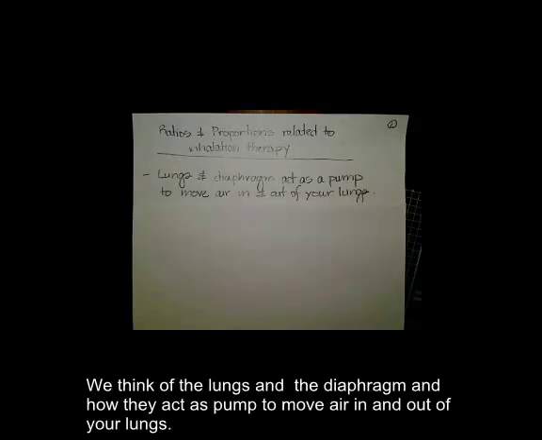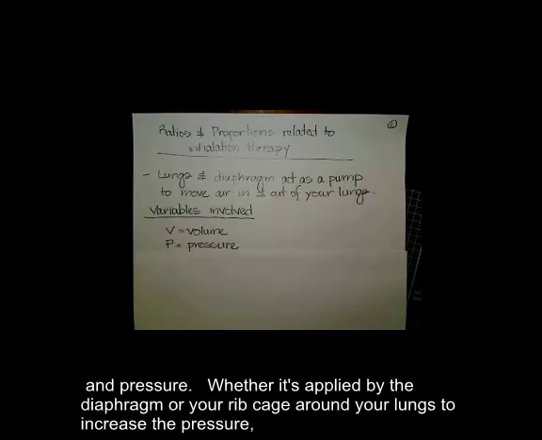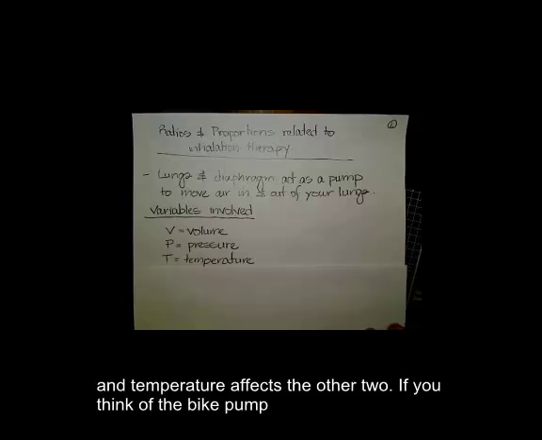We think of the lungs and the diaphragm and how they act as a pump to move air in and out of your lungs. The variables involved are the volume, the amount of air in your lungs, the pressure, whether it's applied by the diaphragm or, say, your rib cage around your lungs, and the temperature, which affects the other two.